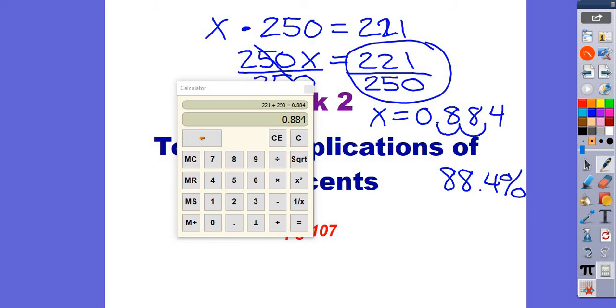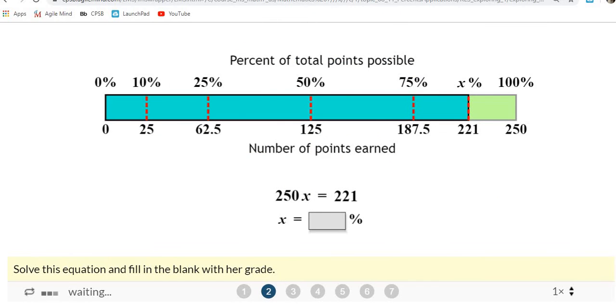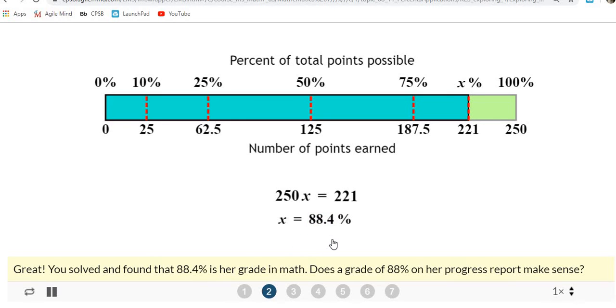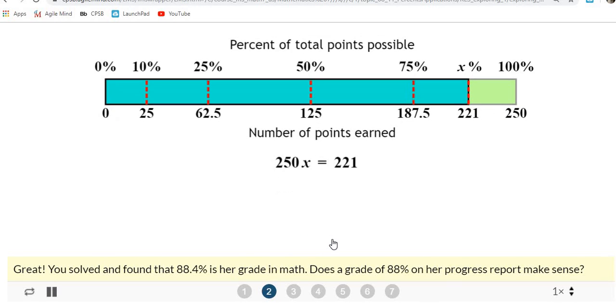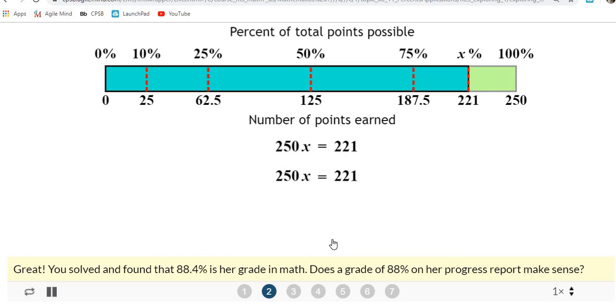That was one method. So I could type in, what was the answer? 88.4. Oh, it's not 4? Did I write it wrong? Did I write a 4? Yes, ma'am. Oh, I thought I wrote a 5. Brain fart. And they said I am correct. They show you how to solve it just like I did.